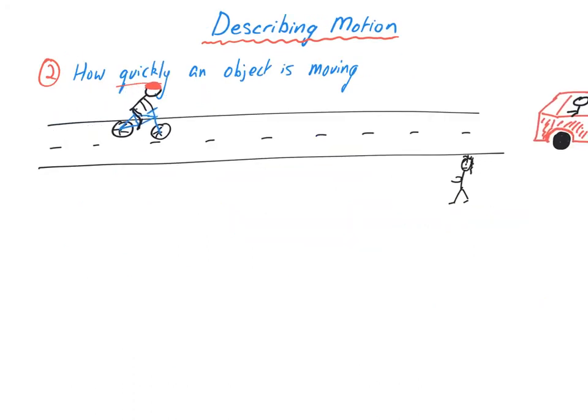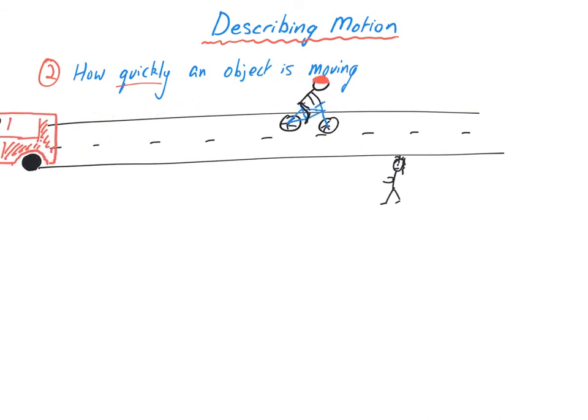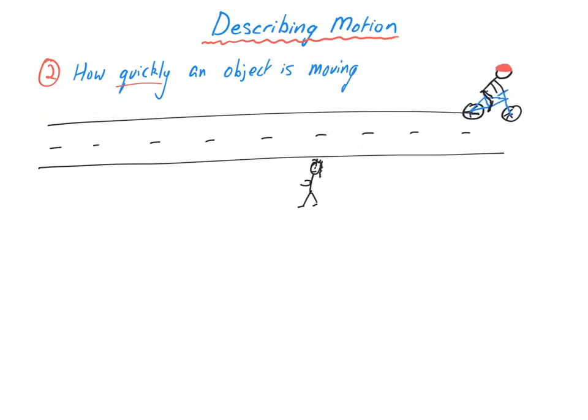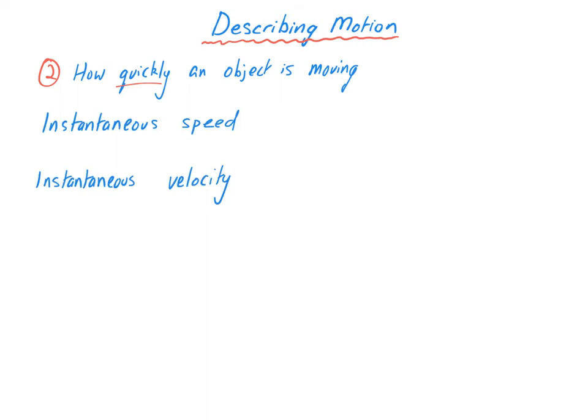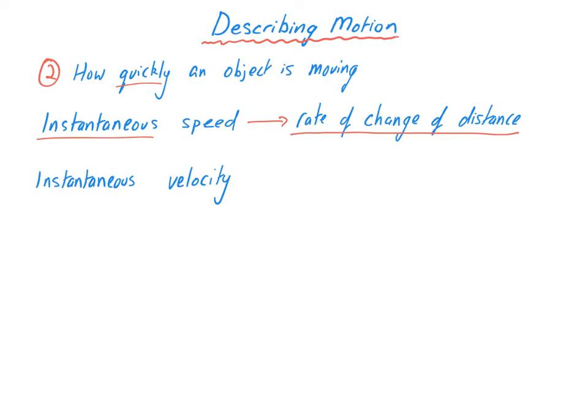Next we want to describe how quickly an object is moving. There's two very important ways that we can do this. One represents an instant in time, and we'll call that an instantaneous measure. And the other one represents a change over a bigger period of time that we'll consider an average. Now, instantaneous speed is the rate of change of distance, whereas instantaneous velocity is the rate of change of position. Now, there's only a minor difference here, and that is instantaneous speed is a scalar quantity, whereas instantaneous velocity is a vector quantity.